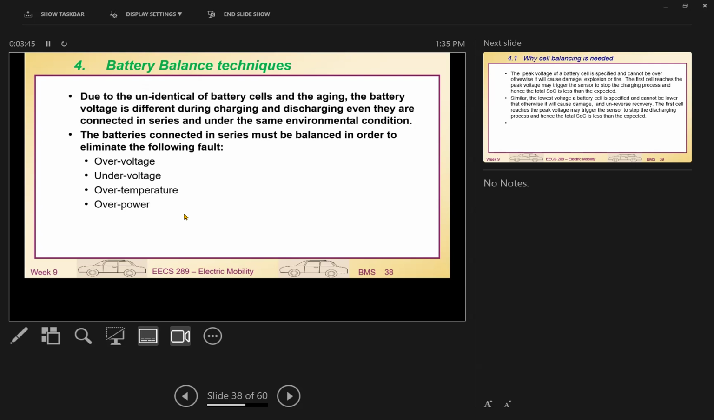Equalization is another term we usually use for BMS. That means same as the cell balancing. So that's a very common term. So all the BMS, with the battery balancing, we try to ensure that all the cells are equal.